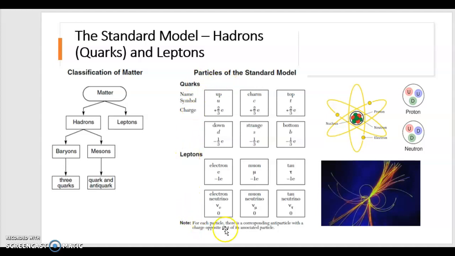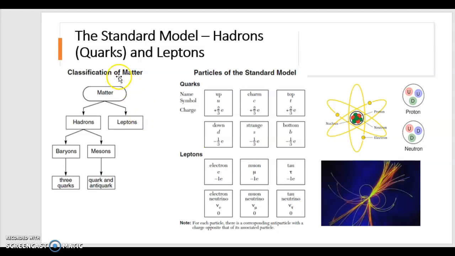So the stuff that we see is in this first column here, this first generation stuff. The up and down quark makes up our protons and neutrons. Our electron is here, and the neutrino is here. This is the stuff that we see on a day-to-day basis. This stuff, the second generation and third generation, only exist in scientific settings. We see it in high energy experiments.